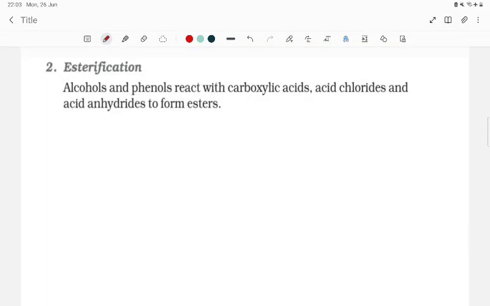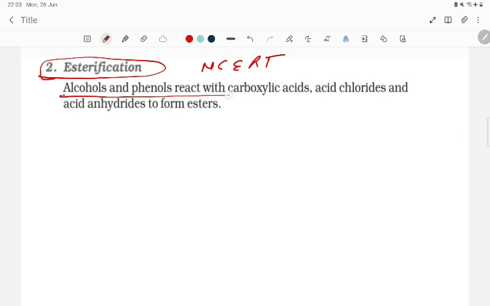Hello dear student, let's try to understand the esterification reaction from the NCERT book. Alcohols and phenols react with carboxylic acid, acid chloride or acid anhydride to form the ester. What is the general formula of an ester?